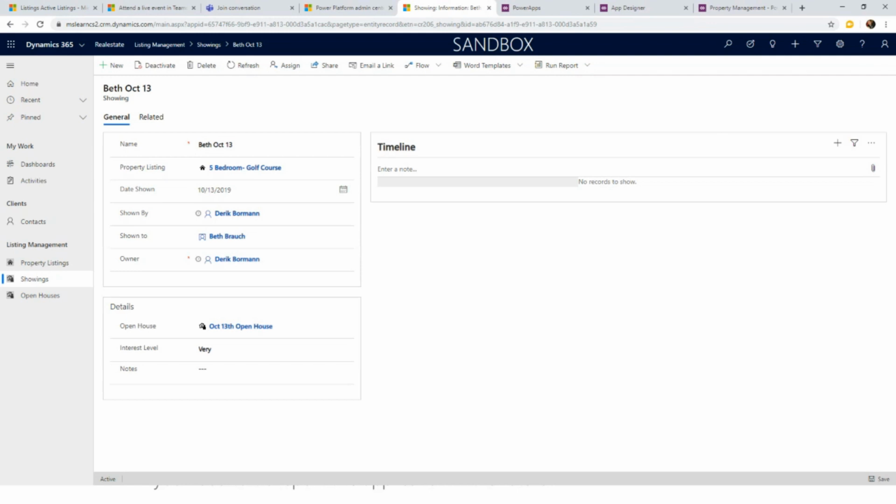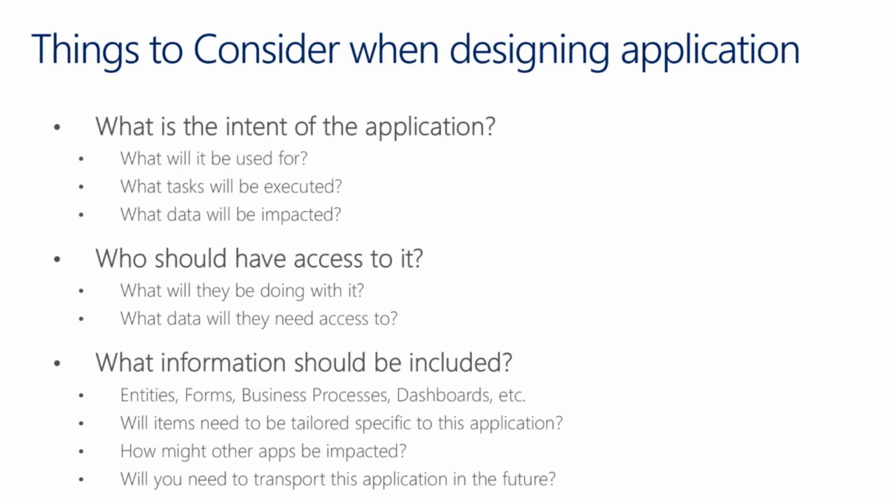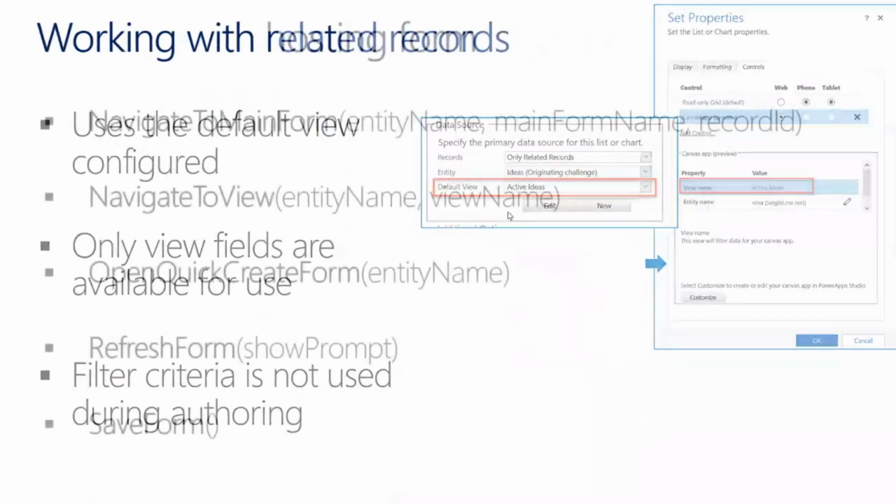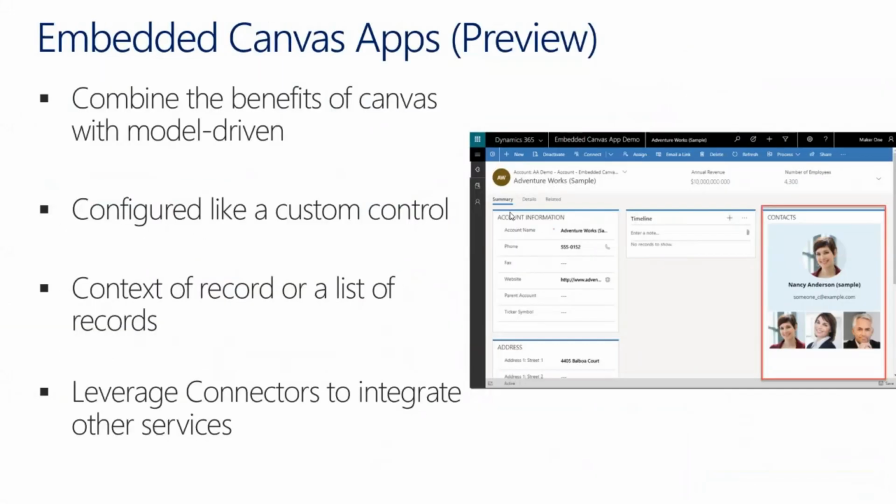If I have a Canvas app sitting inside a Power BI report, then as I'm interacting with that Power BI data, I can actually see or interact with that Canvas app directly from the Power BI data source. Or I also have the ability to take this Canvas app and let me show you another area here. I can embed this Canvas app for specific functionality in Dynamics or in a model-driven app.